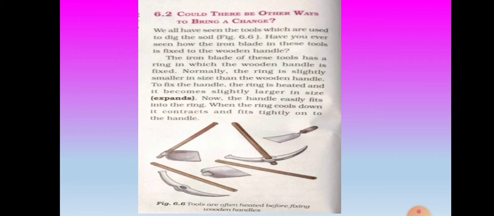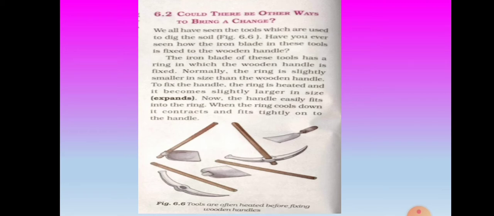The iron blade of these tools has a ring in which the wooden handle is fixed. Normally, the ring is slightly smaller in size than the wooden handle. To fix the handle, the ring is heated and it becomes slightly larger in size, that is, it expands. Now the handle easily fits into the ring, and when the ring cools down, it contracts and fits tightly on the handle. This is one example where we have shown the expansion and contraction of metal. When the ring is heated, it expands, and when it gets cooled down, it contracts.